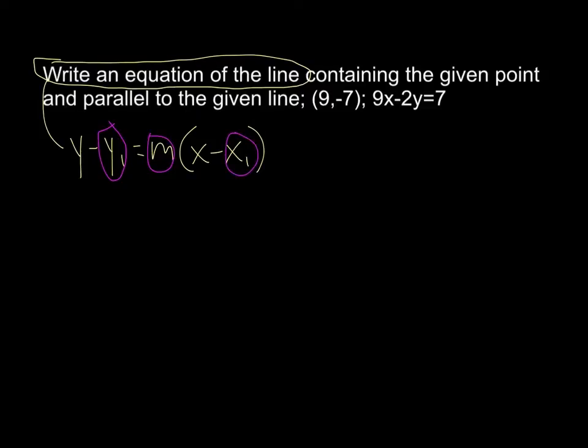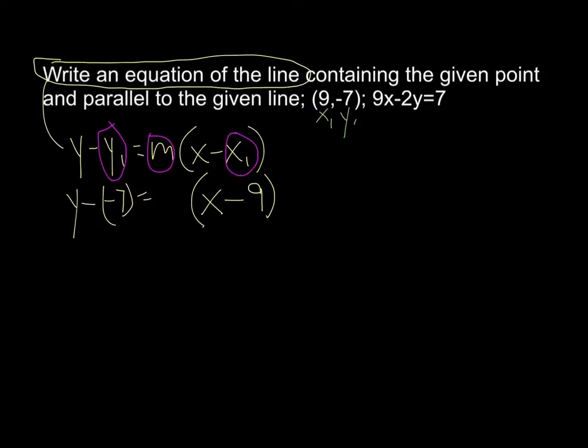So we are given a y1 and the x1. We're told that it goes through that given point, x, y, and that's our first pair. Then y minus y1, so we're subtracting y1. M, we're not given m yet, and I'll show you how to find that in just a second, so I'll go ahead and leave the m spot blank. X minus x1, which is 9.